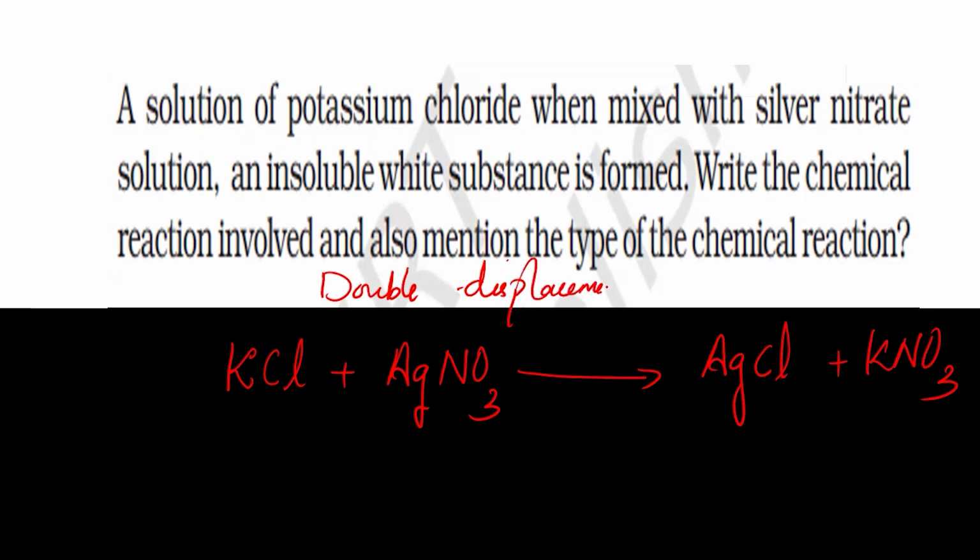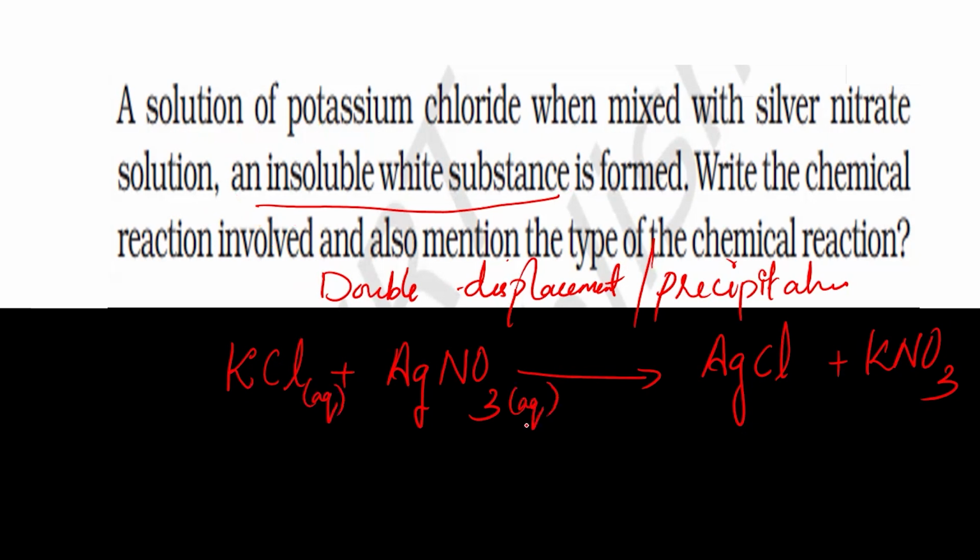Also, we call this reaction a precipitation reaction, because there is an insoluble white substance forming. Which is that white substance? The solution of potassium chloride is aqueous, AgNO3 is also aqueous, and AgCl is the solid form here. KNO3 is also aqueous. Yes, this is a double displacement reaction or precipitation reaction, and this is the chemical equation. The white precipitate formed is AgCl. Okay, hope you get it.